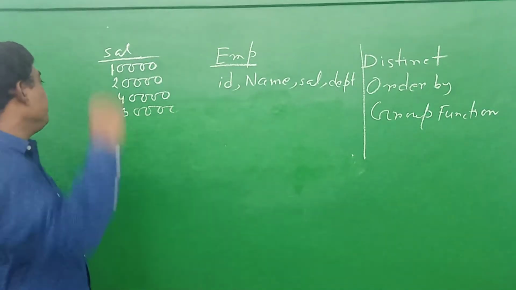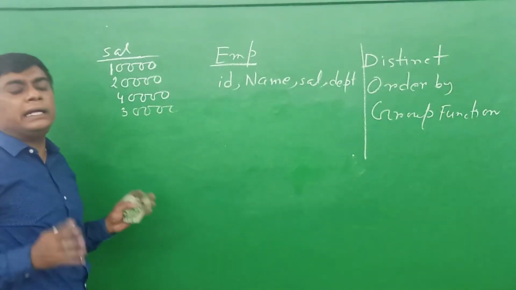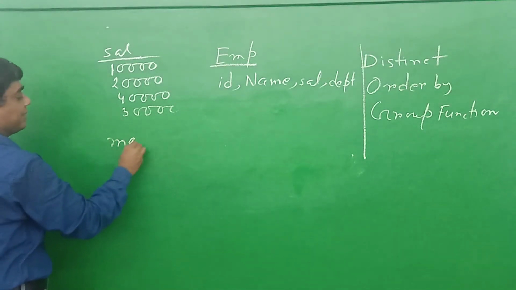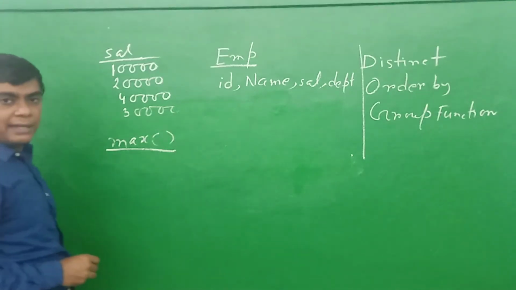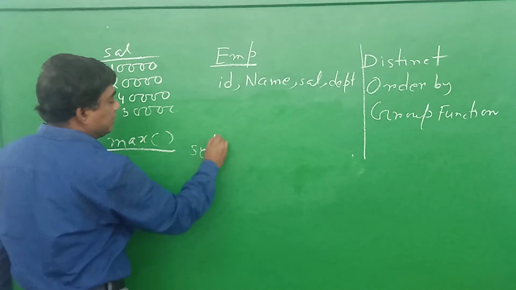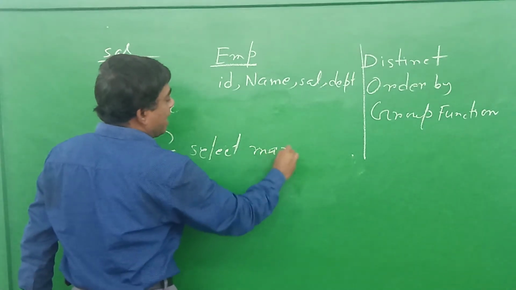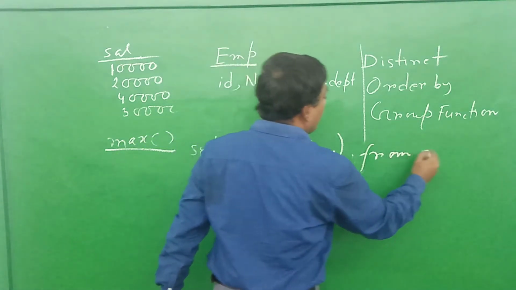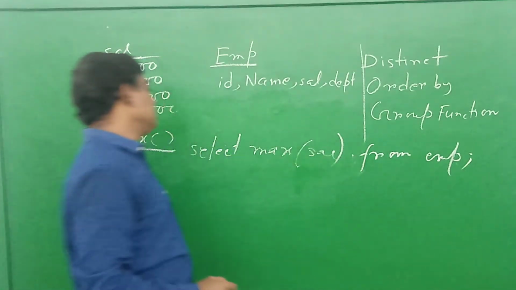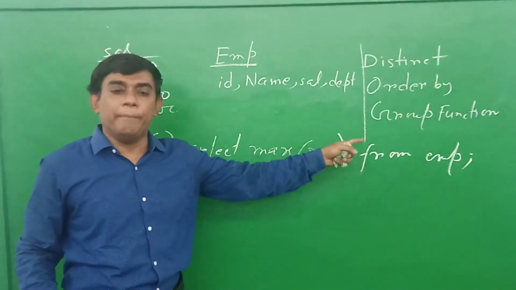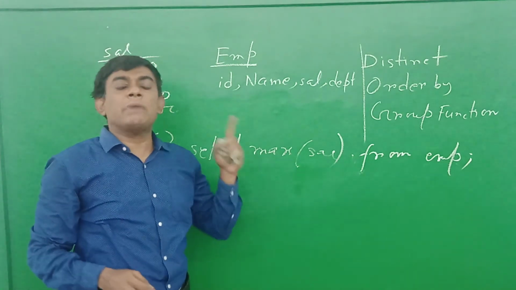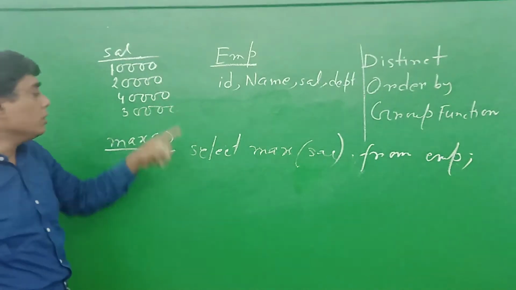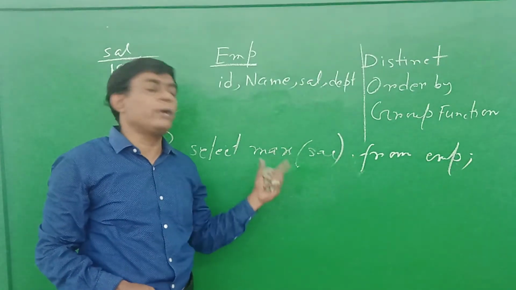Okay. Now, what are the different types of group function? First function is known as max. What is max? Suppose you write select max within bracket sal, then you write from EMP. Then it will display the maximum salary from the table. Okay, so what is the maximum salary? 40,000. So it will display 40,000. This is a group function.